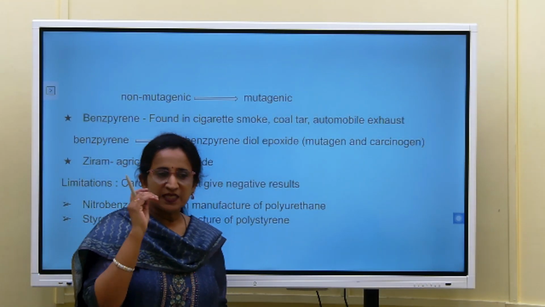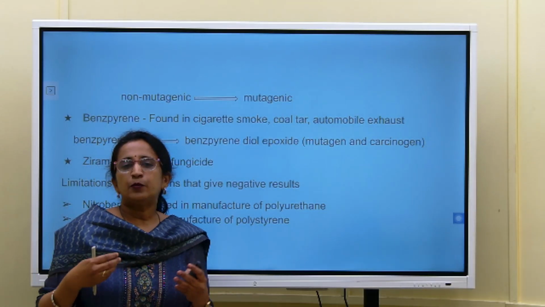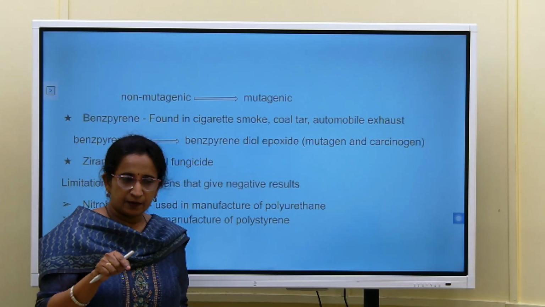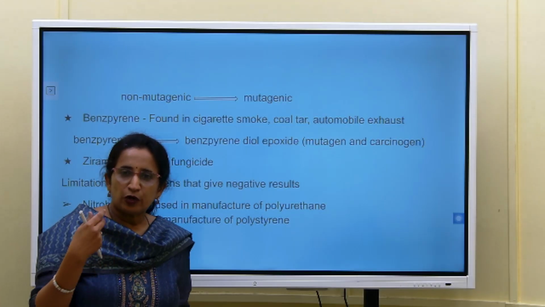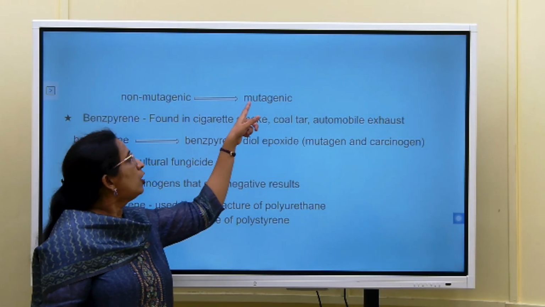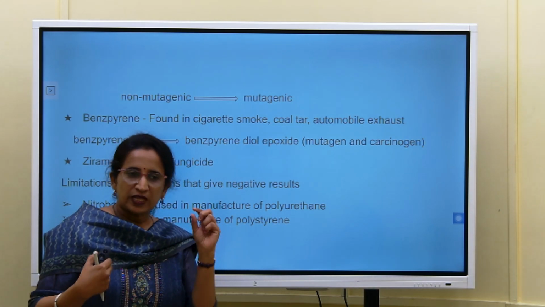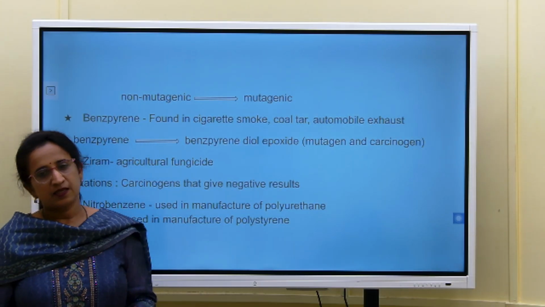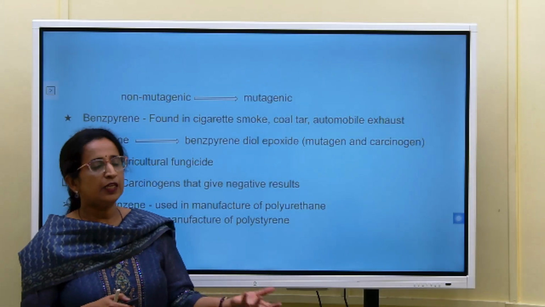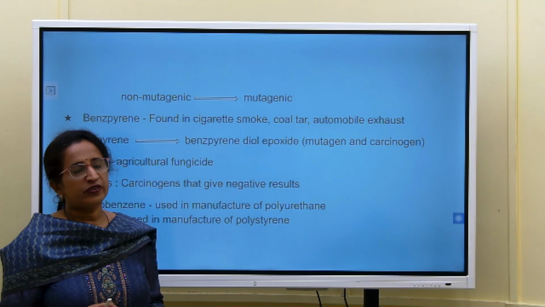So the problem is that if you do the Ames test directly without S9 extract, you will not get a positive test, you will get a negative test. That is why the S9 extract is added, because liver contains all these metabolic enzymes. The liver enzymes in S9 extract will convert the non-mutagenic to mutagenic, because this is what is going to happen in our bodies. So that is the function of the S9 extract. Any chemical which originally is non-mutagenic will be metabolized and then you will be able to check whether it is mutagenic or not.